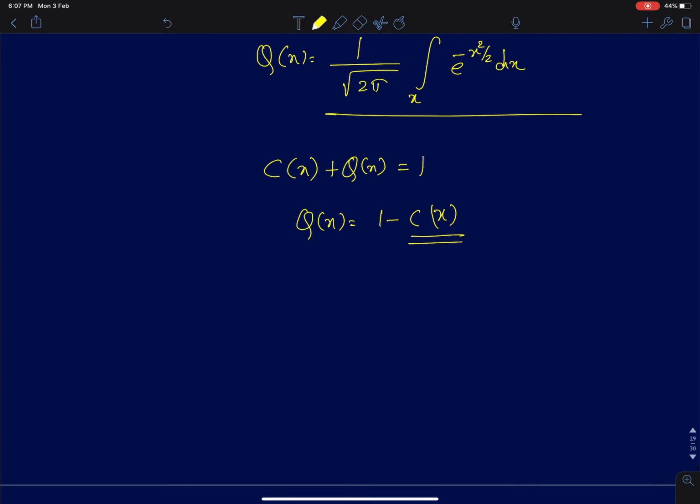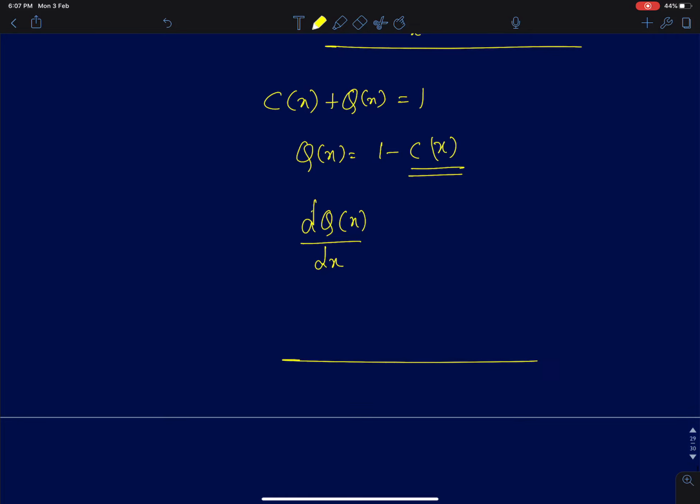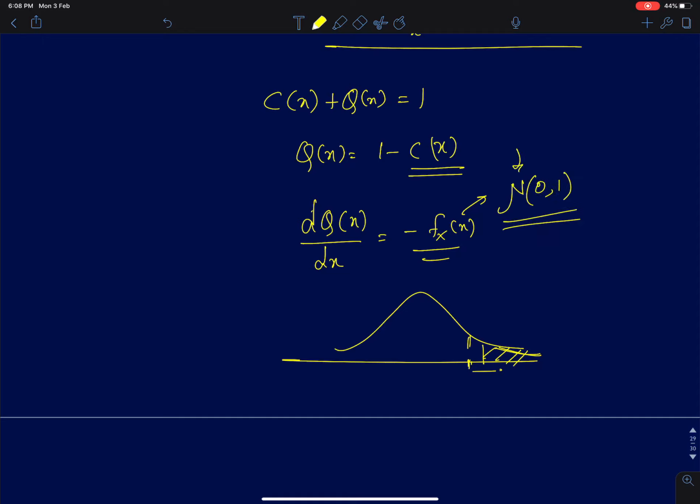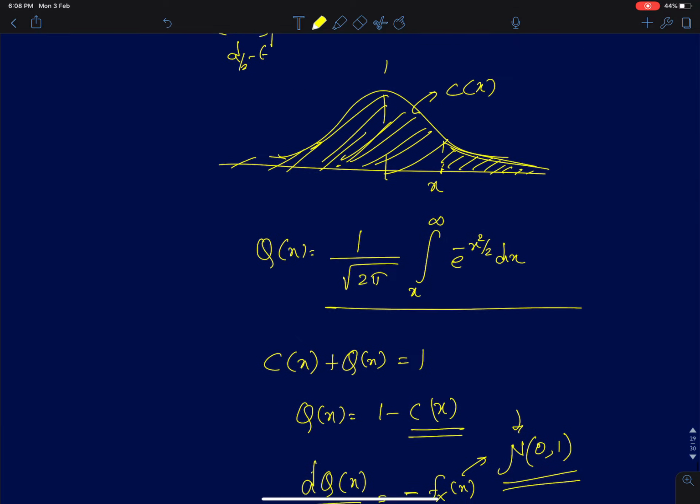If you recall, we already discussed the derivative of C of x. If I want to find dQ of x by dx, you should understand that Q of x is the tail probability function. So if I increase x, the area is going to reduce, which means the slope is negative. The value of Q reduces as I increase x, so what you will get is minus of f of x, where f of x is the normal distribution with 0 mean and variance 1, with a minus sign. Okay, so I'll quickly apply this to this expression.